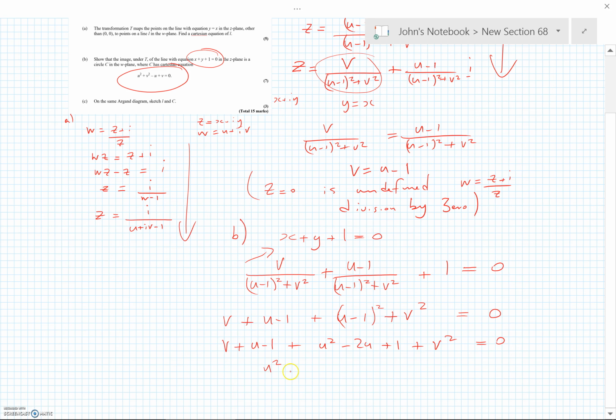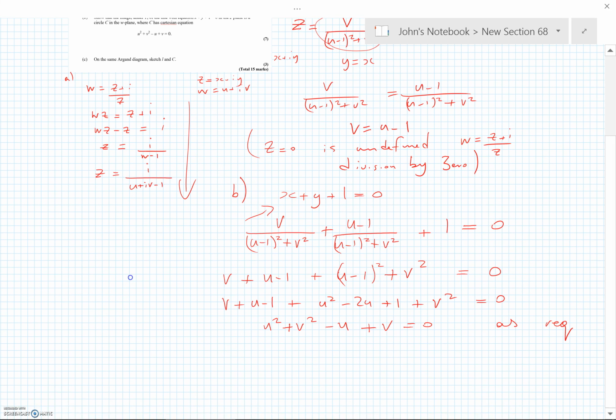u squared plus v squared, and then we've got a minus u, and we've got a plus v, and if other things cancel as required. As I say, 7 marks for that, but I think the person who wrote the question and put it in the scheme has obviously done it a different way, which has given a different mark allocation.